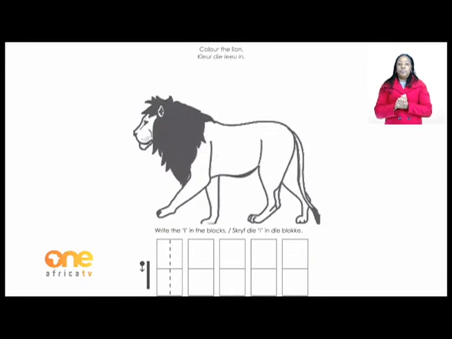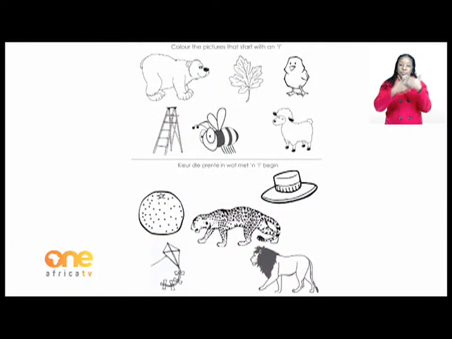Now we will turn over to page 19 of our booklet. On page 19, the instruction reads, color the pictures that start with letter L. Do you know what pictures are on top of page 19? The first picture is a bear. The second picture is a leaf. The next picture is a chick.